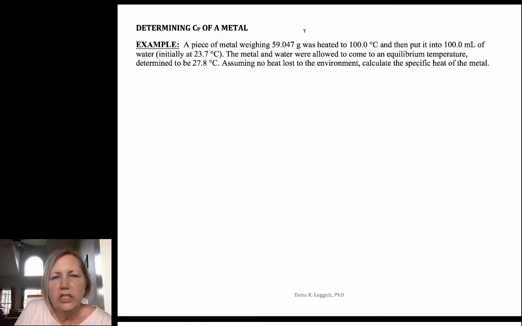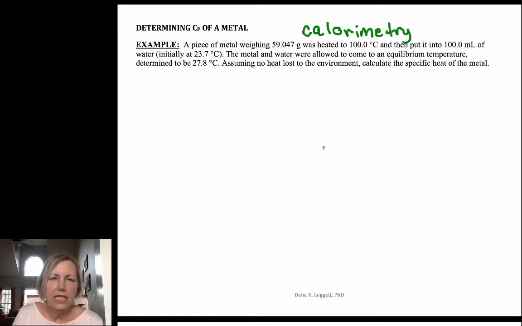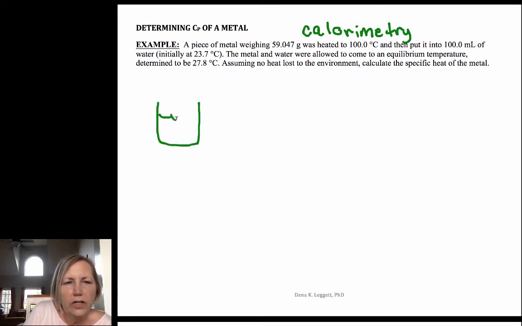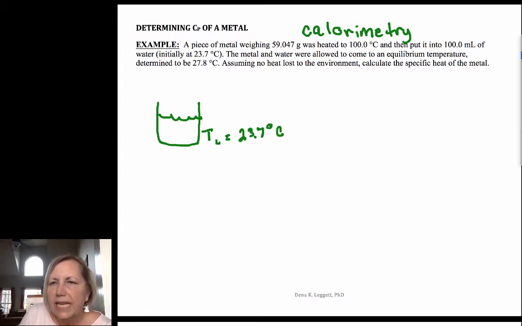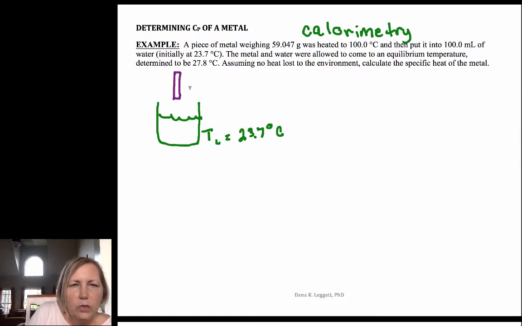In this video, what I want to talk about is how we can use a technique called calorimetry to determine the specific heat capacity of a metal. So what we're doing is we're taking water, and my initial temperature of my water is 23.7 degrees Celsius. And we're going to take a piece of the metal, which I've heated up to an initial temperature equal to 100 degrees Celsius.